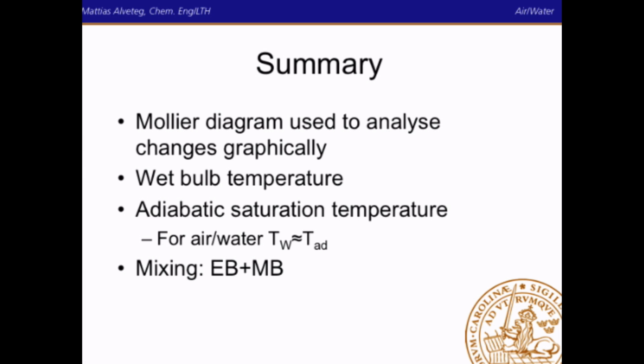To summarize, we have seen how you can use the Mollier diagram to analyze changes graphically. We talked about the wet bulb temperature and the adiabatic saturation temperature, and for air-water, the wet bulb temperature is approximately equal to the adiabatic saturation temperature. And we have seen that when you do adiabatic mixing, you take energy balance and mass balance to calculate the mixture.